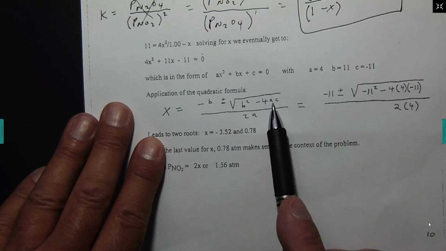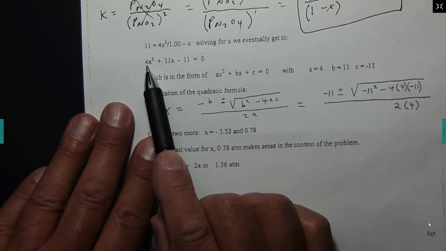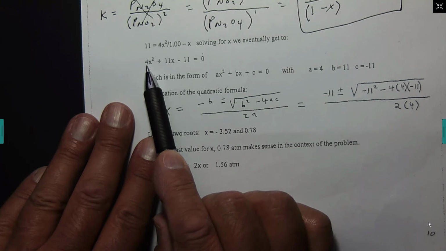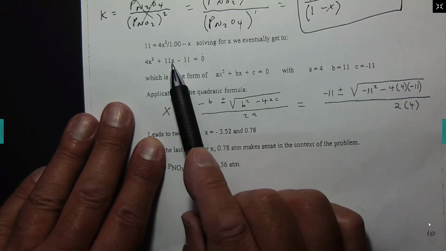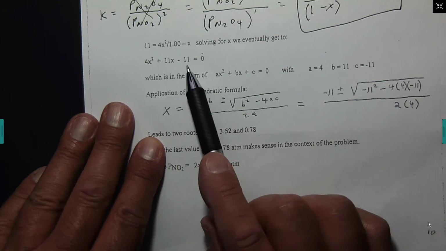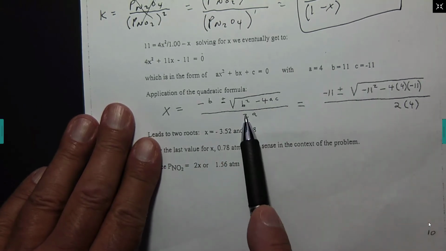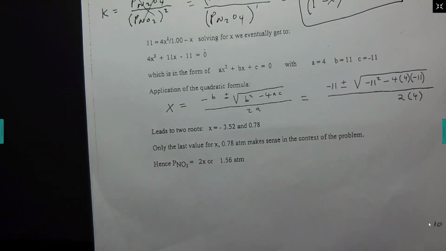the value of a here is 4, because the value of a is the thing in front of the x squared. That is, the number in front of x is b, so b is 11. The other guy is c, so c is negative 11. You take these, plug them into here, you'll get 2 solutions.